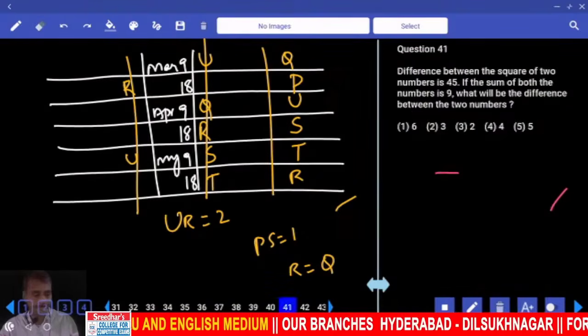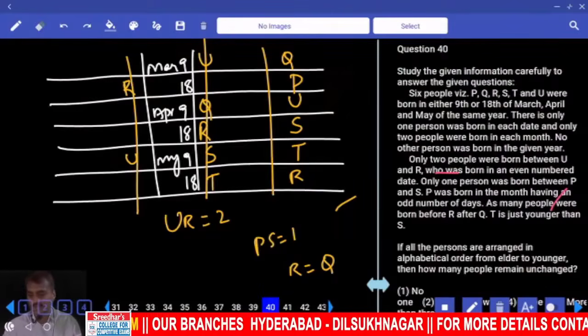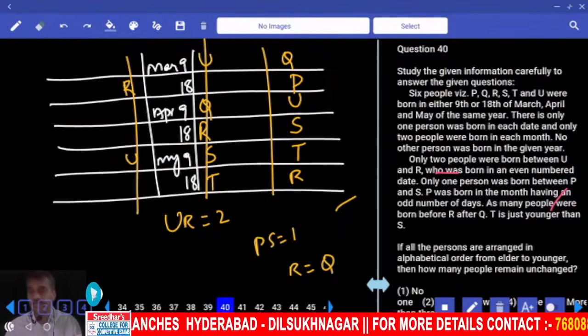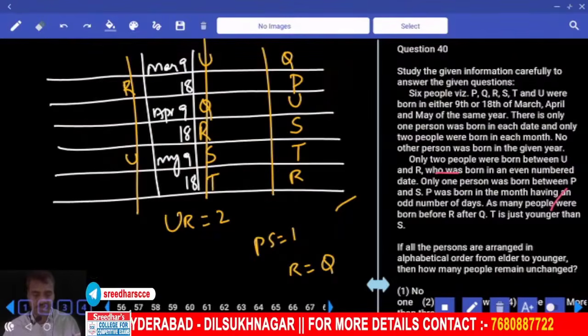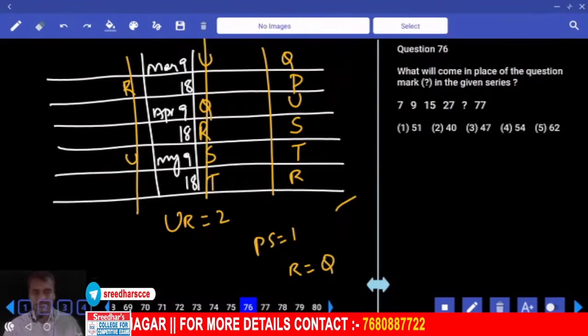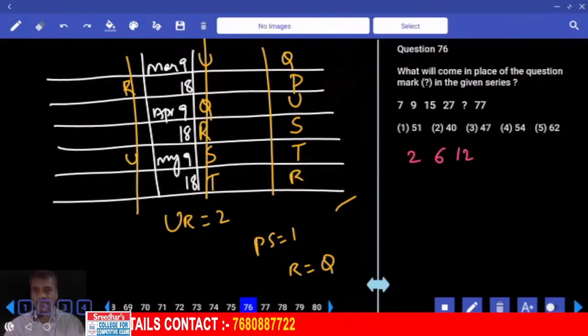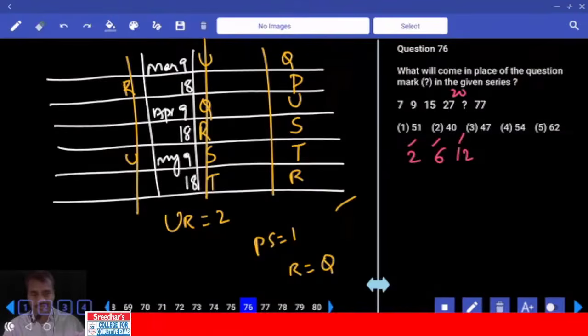Done with this? Is any question left over in this paper? Number series. Number 76 to 80, the last set. Question 76: 7, 9, 15. Difference 2, 6, 12. That is 1 square plus 1, 2 square plus 2, 3 square plus 3, 4 square plus 4, 20. 27 plus 20 is 47. The difference is n square plus n.